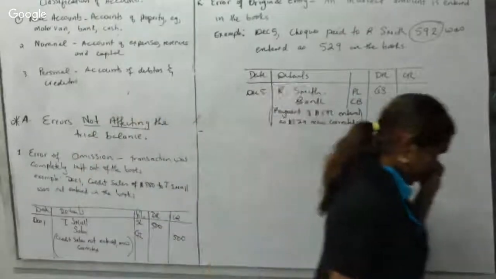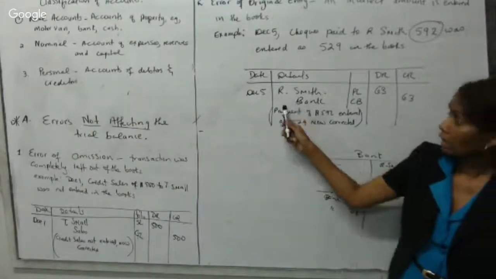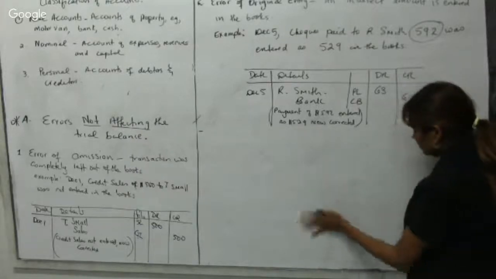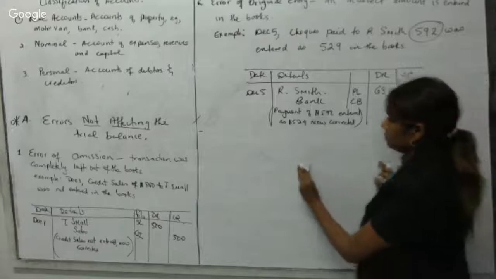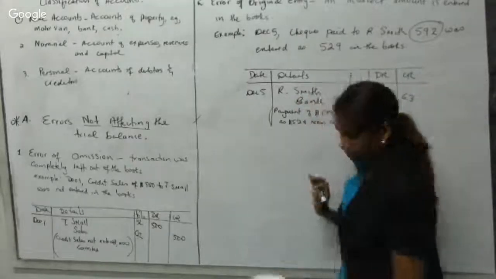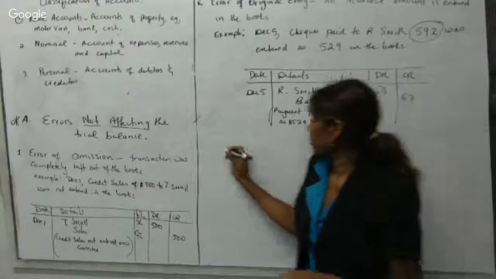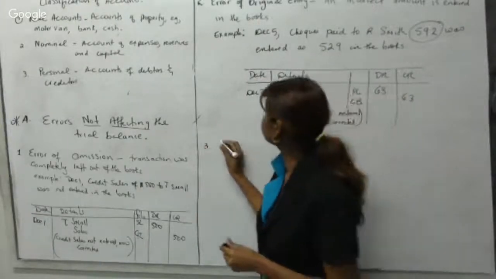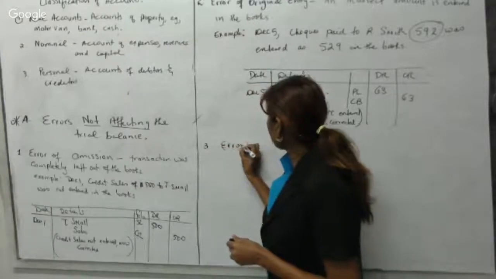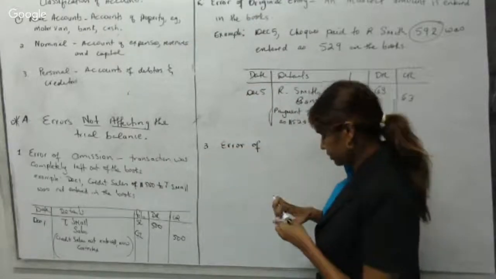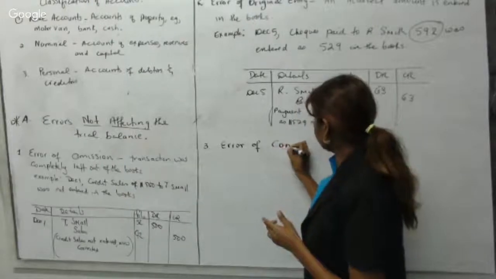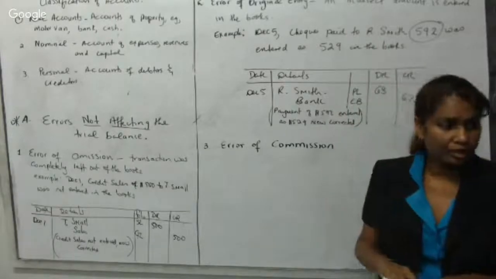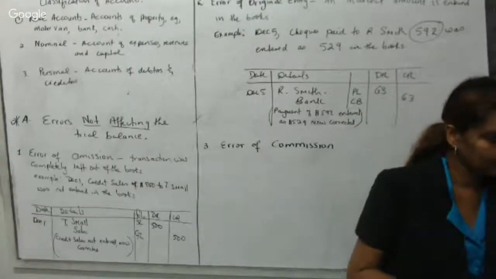Alright, so everybody's okay with error number 2, error of original entry? Alright, so number 3, I'm going to call error number 3 error of commission. The other one is going to be error of principle.